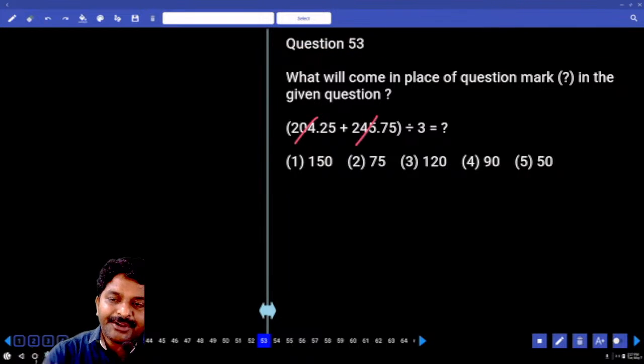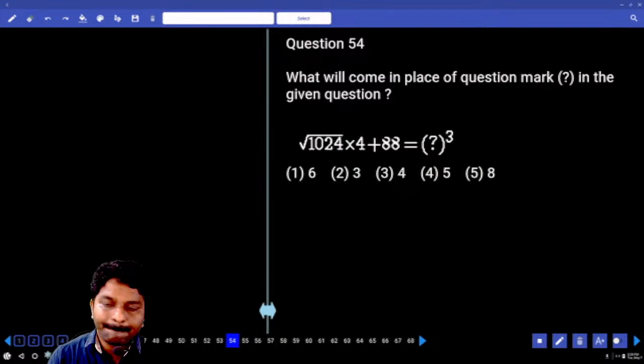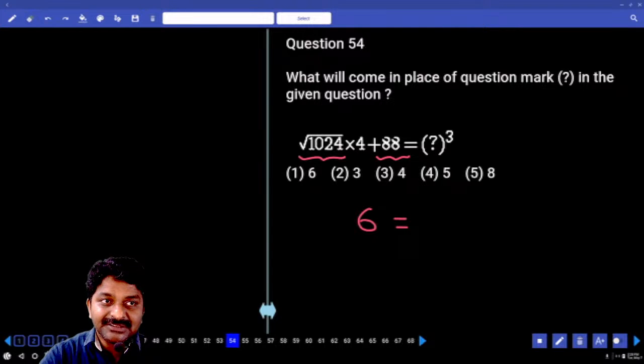204 plus 245, 449. 0.25, 0.75, 1. Total 450 divided by the answer. Under root of 1024 into 4 ends with, other number ends with, sum ends with, which cube ends with 6?